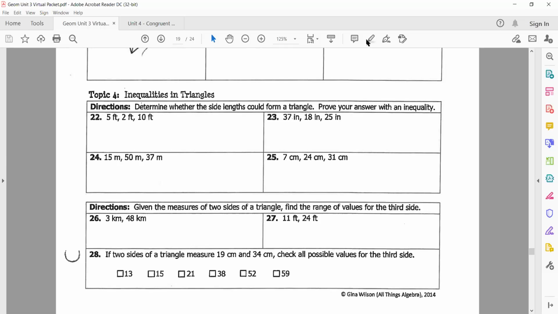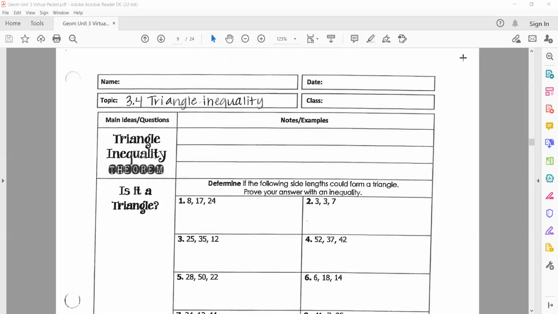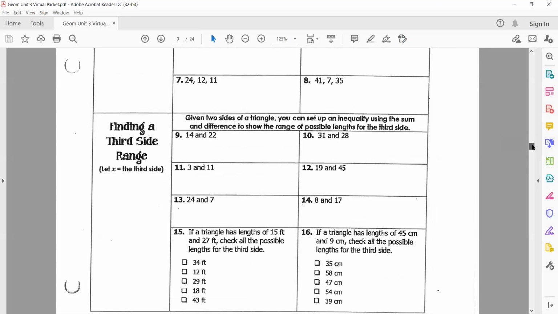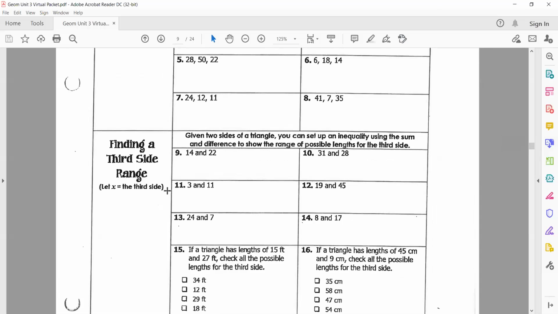Let's see if I can find that real quick. So here's the page that we went over on Tuesday about the triangle inequality theorem. The sum of the two short sides must be greater than the third side. Otherwise, you do not have a triangle. And then to find the range, you're going to add them together or you're going to subtract, because you could have a shorter side or a longer side to create the triangle.